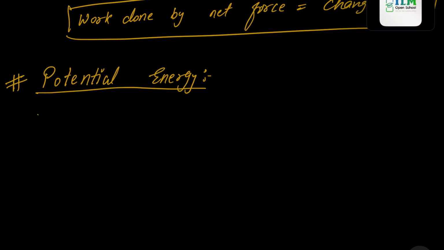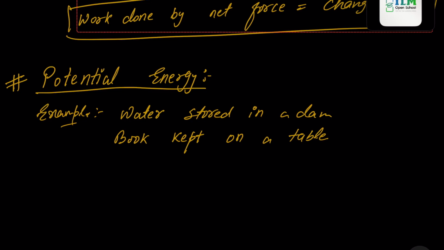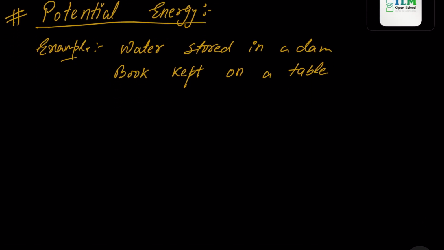So, for example, water stored in a dam or a book kept on the table. This kind of thing has some energy. It doesn't mean that it has no energy. It has energy even though that water is not moving, that book is not moving. Even if it is not moving, it has some energy. And this energy, due to its position, is called potential energy.